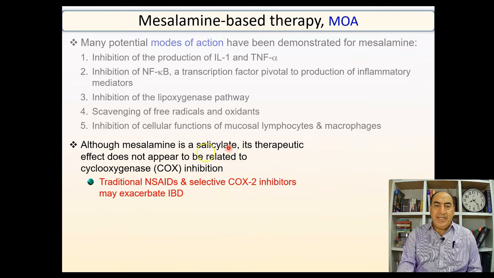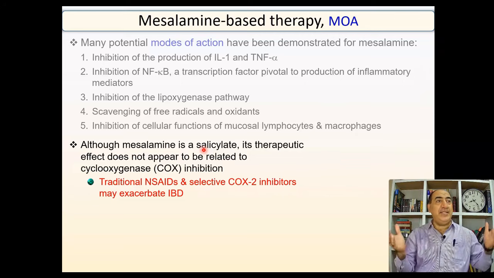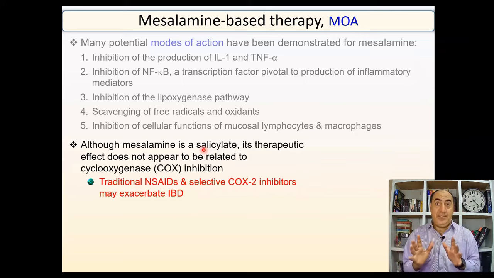Although mesalamine is a salicylate, it's 5-aminosalicylic acid. So people will say, oh, it inhibits COX, now we have inflammatory bowel disease. Now we know it's salicylic acid, so whatever we learn about NSAIDs, we can just apply here. No, please.